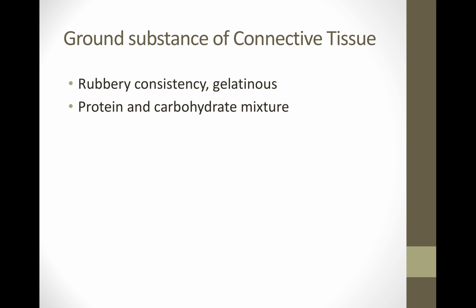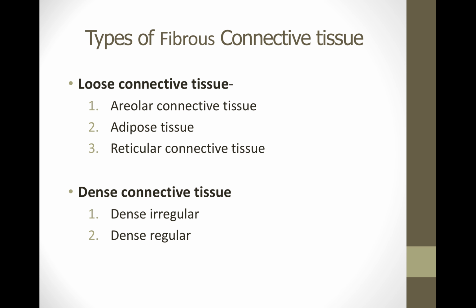Now, I don't need you guys to know the ground substance, so we can skip that slide for now. So let's just start talking about the first category of connective tissue, which we identify as either fibrous or proper connective tissue. Fibrous is broken down to two main categories, loose and dense connective tissue. Loose is broken down to areolar, adipose, and reticular connective tissue.